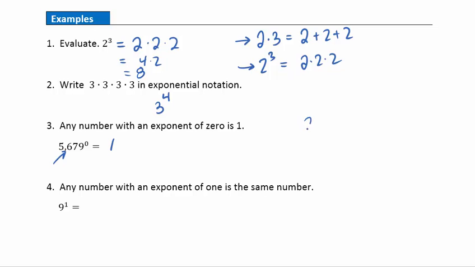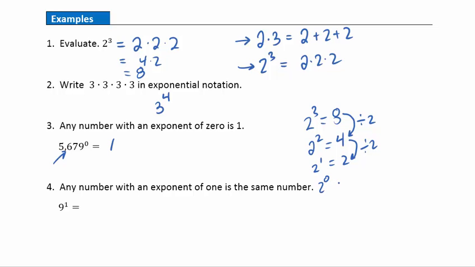So we started up there with 2 to the 3rd power. That was 8. If I do 2 to the 2nd power, that's 4. If I do 2 to the 1st power, that's just 2. And notice the pattern here. To go from 2 to the 3rd power down to 2 to the 2nd, I'm just dividing by 2. And then the same thing here. The pattern is always that we're dividing by 2 to move down to the next one.